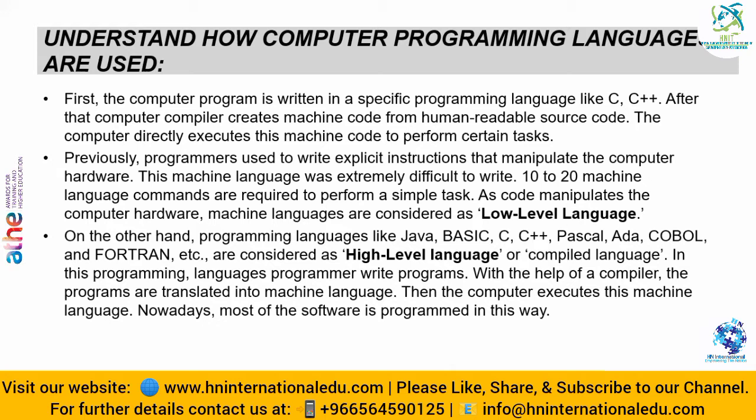On the other hand, programming languages like Java, Basic, C, C++, Pascal, Ada, COBOL, Fortran, and so on, because there are many, are considered high-level languages or compiled languages. In these programming languages, programmers write programs with the help of a compiler. The programs are translated into machine language, then the computer executes this machine language. Nowadays, most of the software is programmed in this way.